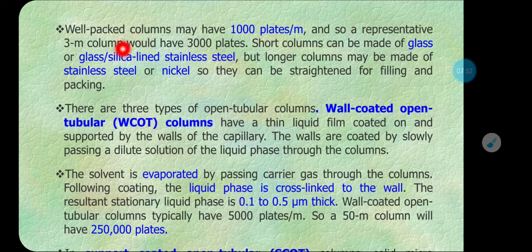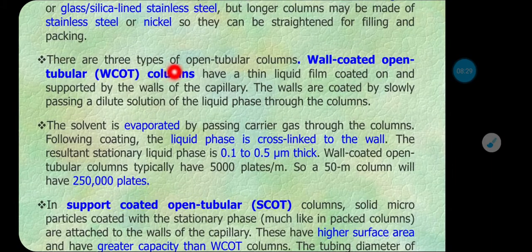A well packed column may have 100 theoretical plates, or HETP, per meter, so a representative 3 meter column will have 300 theoretical plates. The short column can be made of glass or stainless steel, but longer columns may be made from stainless steel or nickel. They can be straightened for filling the solid material.